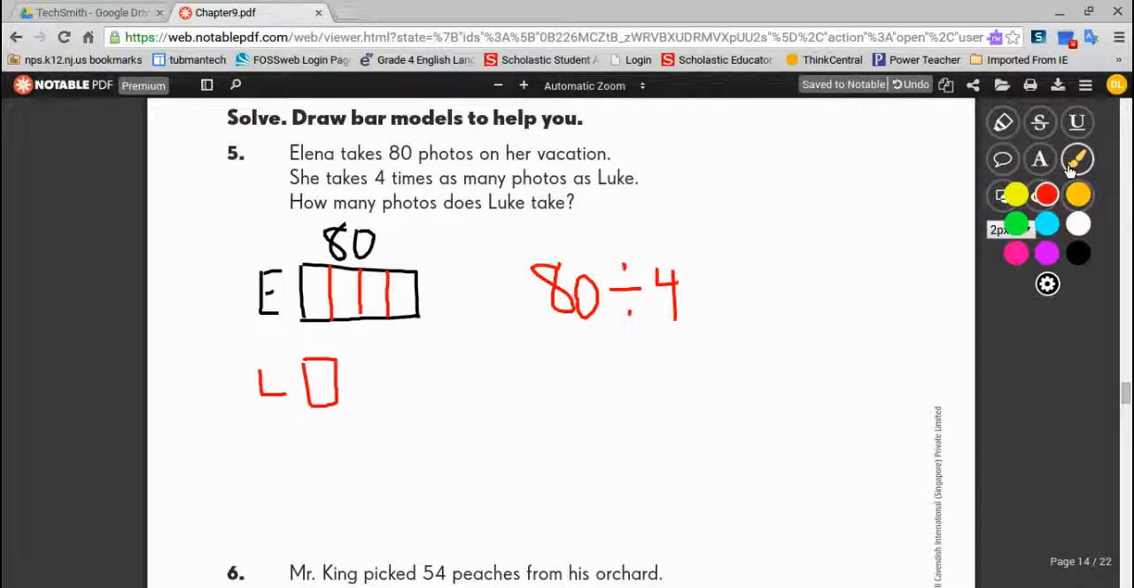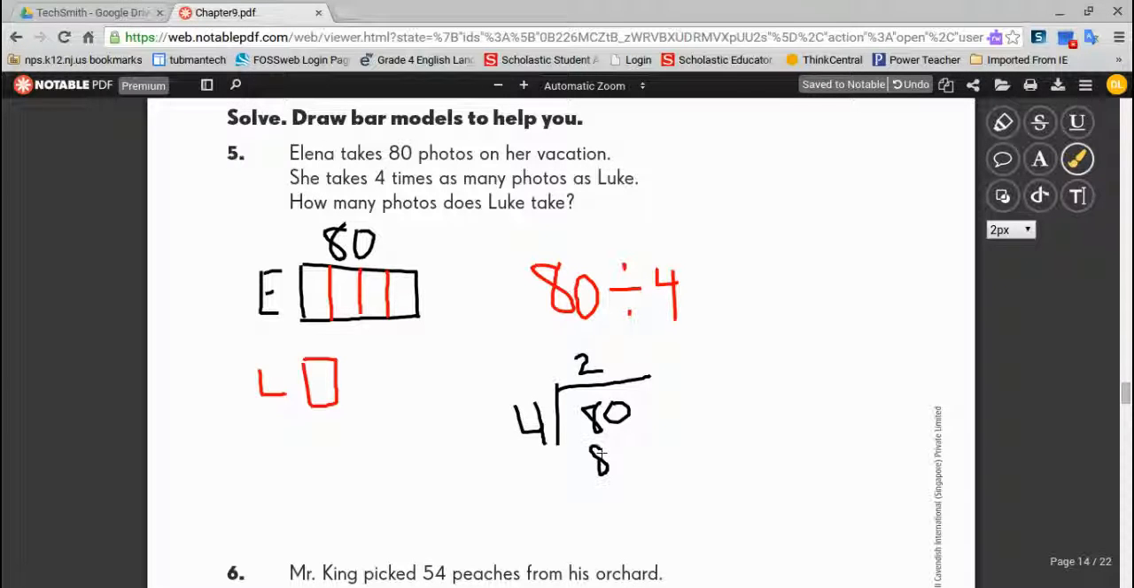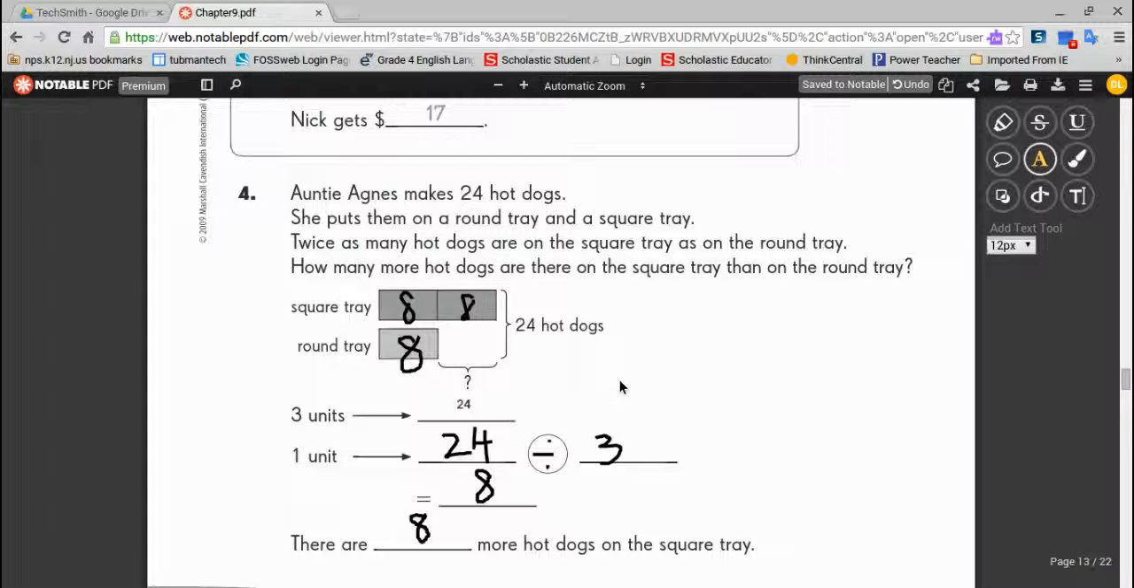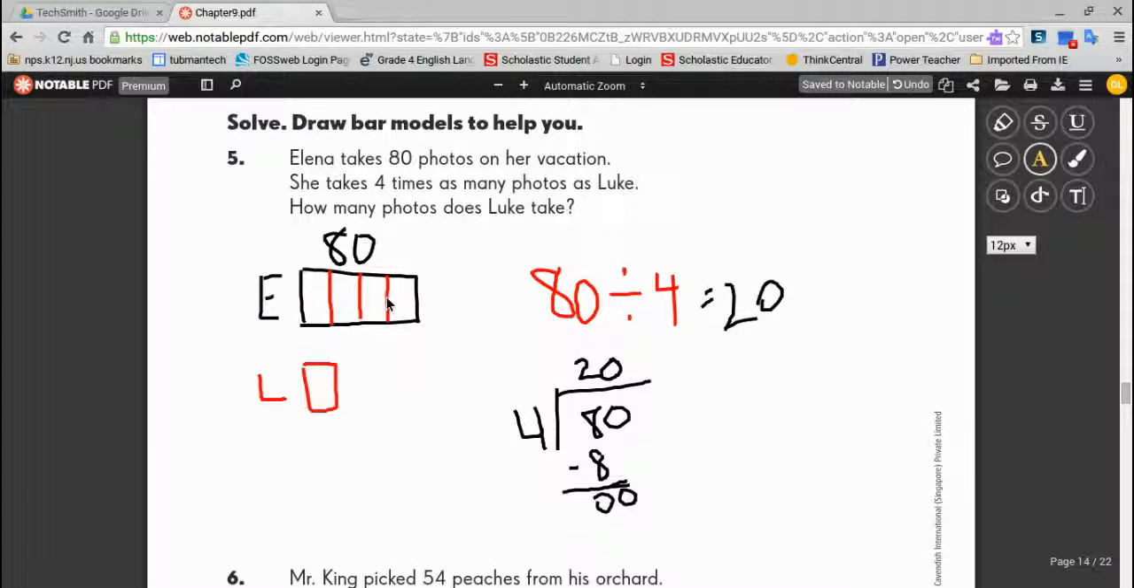Okay, so let's write that on long division. 80 divided by 4. Well, we know 8 divided by 4 is 2, with 8 on the bottom. And then we just have that 0 on top. So we know 80 divided by 4 is 20. So let's write that into a sentence. How many photos does Luke take? Luke takes 20 photos.